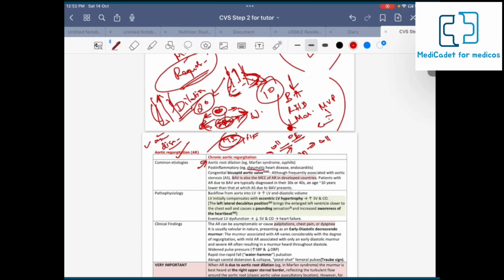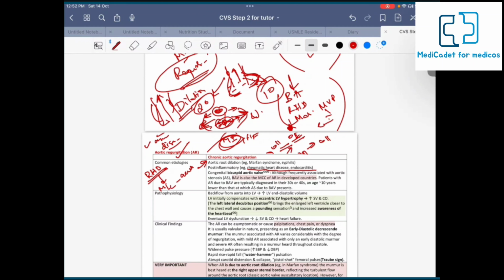Next thing is the post-inflammatory causes. These are the usual things: rheumatic heart disease or endocarditis, the primary causes of any regurgitant lesions. Actually, rheumatic heart disease is the cause of most of the valvular diseases. But I want you to remember what is the most common with rheumatic heart disease. Rheumatic heart disease can be the cause of anything, but what is most common with it?